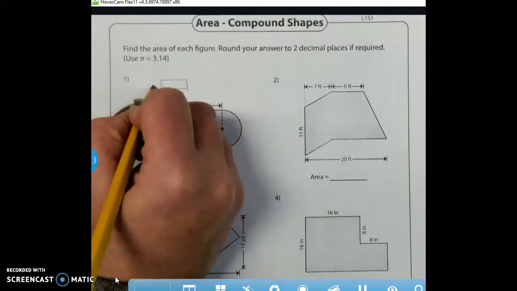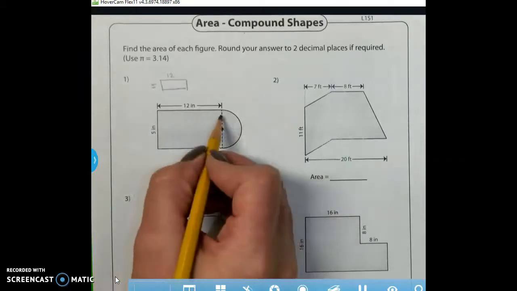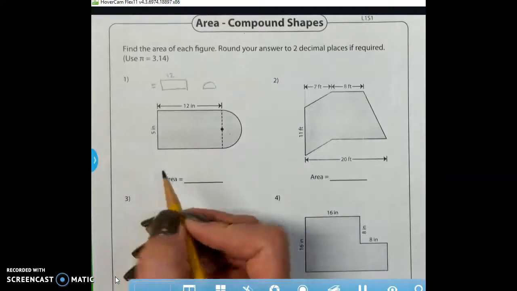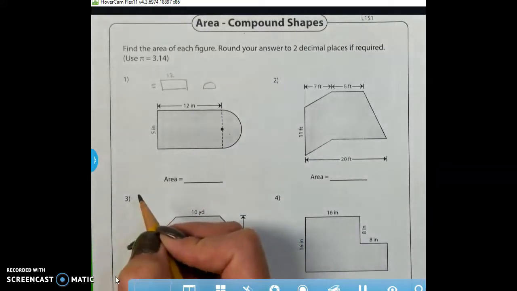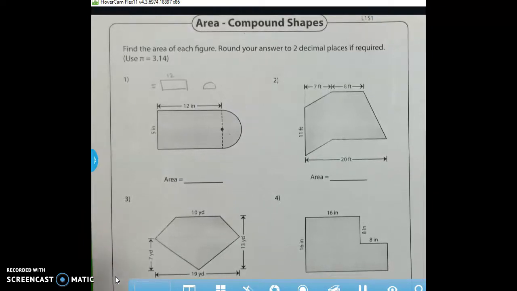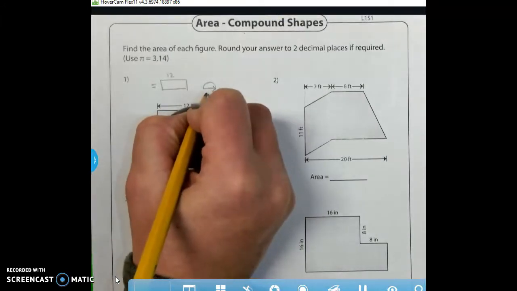We have a rectangular part right here, and then we have a semicircle. We know how to handle these shapes. We know the area for these shapes. We have practiced with them. And so now we're just going to put the work for both of these areas together. I'm going to go ahead and do my labeling of my sides as I need to.